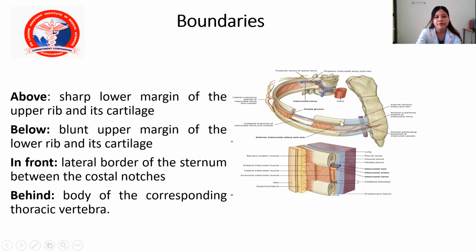What we have learned now is the boundary of one typical intercostal space. Above, it is bounded by the sharp lower margin of the upper rib and its cartilages, below by the blunt superior border of the lower rib and its cartilages, in front by the lateral border of the sternum between the costal notches, and behind by the body of the corresponding thoracic vertebra.